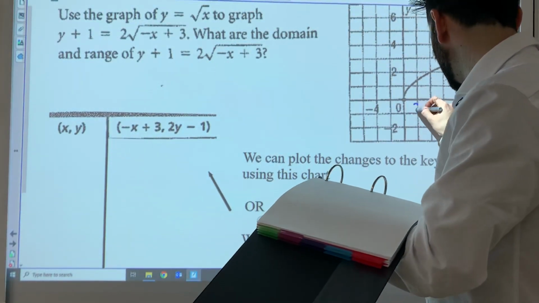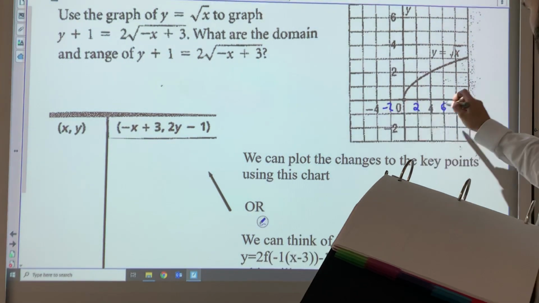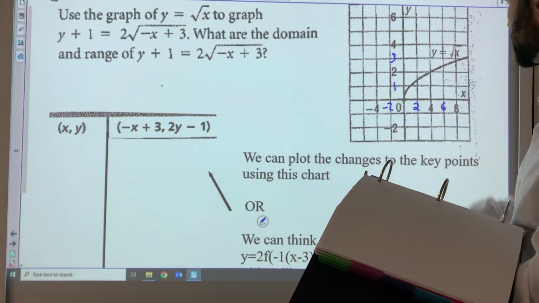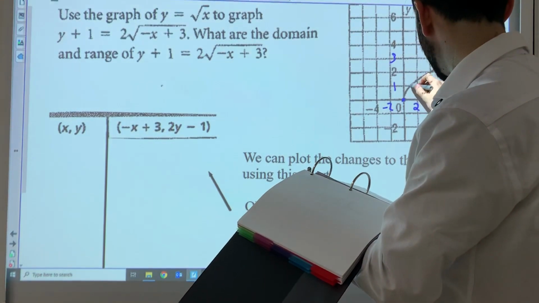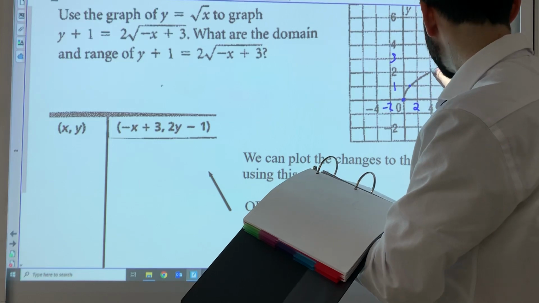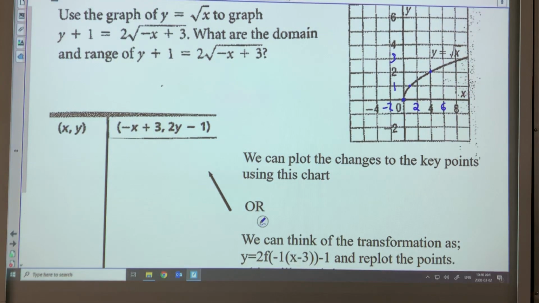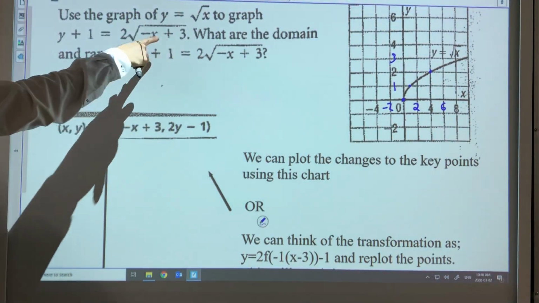And now watch the scale. The x values are going up and down by 2, and the y values are not. They're going up and down by 1. So this is the point (0, 0), and then the point (1, 1) is right there, and the point (4, 2) is right there. So it's a bit more zoomed out than what we're used to. We're going to take this one, and we're going to do this transformation.